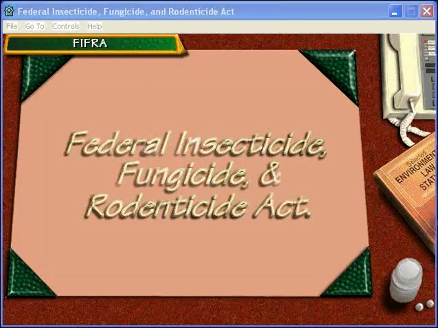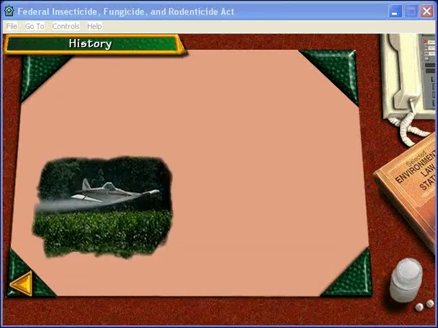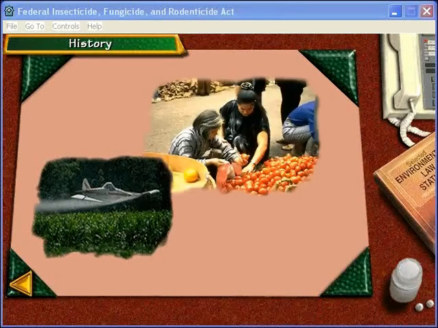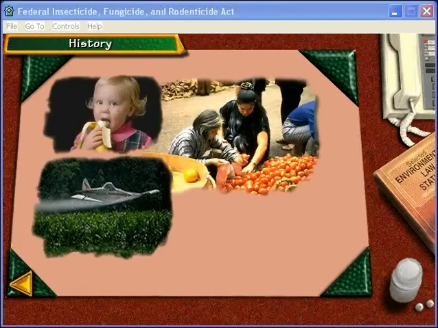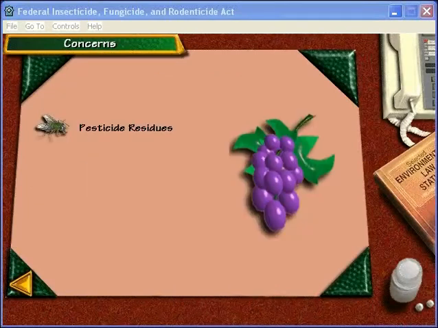Welcome. This module covers the Federal Insecticide, Fungicide, and Rodenticide Act, also known as FIFRA. Pesticides, introduced on a massive scale following World War II, have become an integral part of American agricultural production. However, in the 1960s and 1970s, we began to realize that some of these pesticides were dangerous and posed a serious threat to human health and the environment.